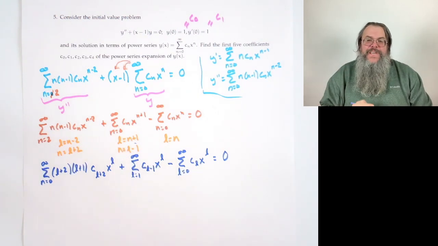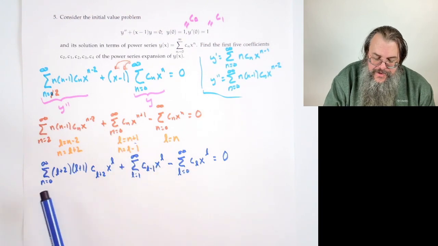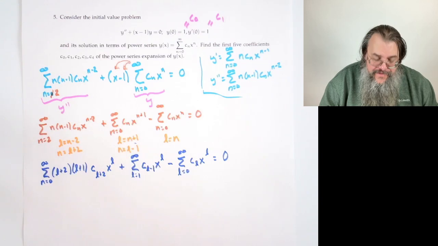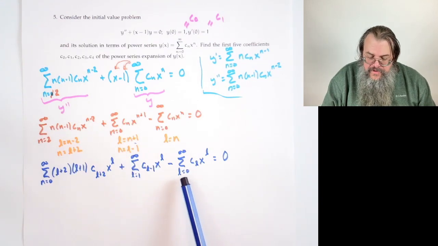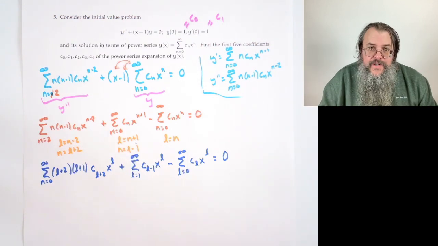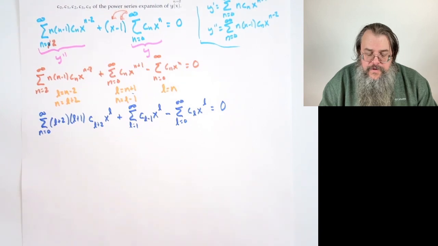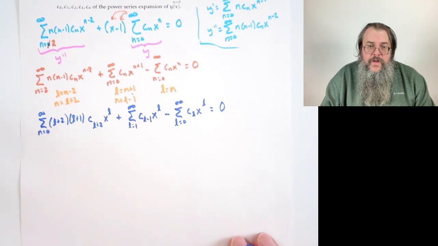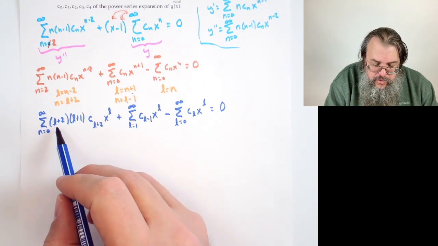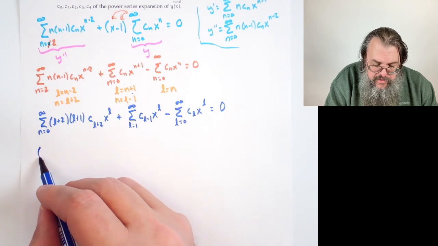No, because while our powers agree, our starts do not. So we're going to pull off the starts. And namely, we need to pull off the 0 here and the 0 there. So let's see what happens when we pull off our 0 terms. Going to move this up a little bit as we keep looking for more space. So when we pull off 0, we're going to get 2 times 1 times C2. So that's 2C2.